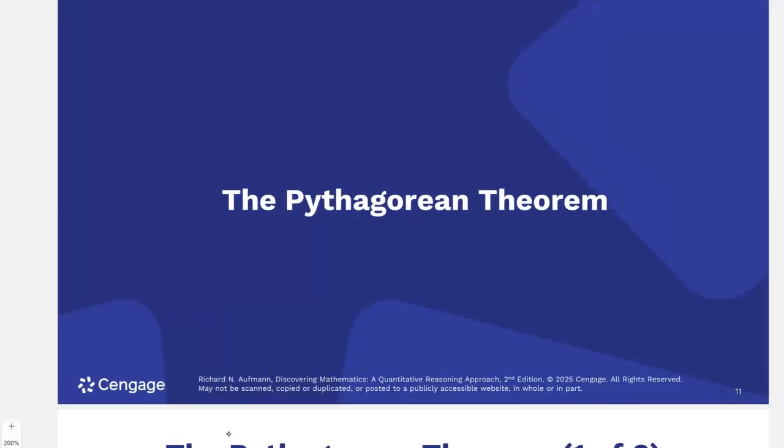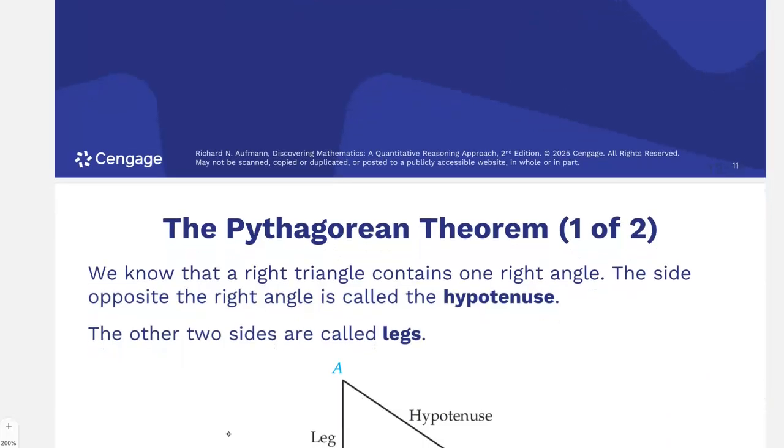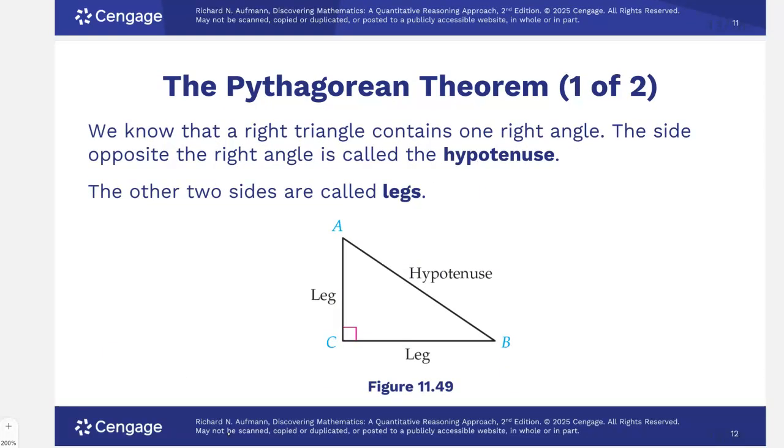Now let's talk about the Pythagorean theorem. The Pythagorean theorem is used for right triangles. And you're going to know it's a right triangle because you're going to see this little box where that right angle would be. A right angle is a 90-degree angle.